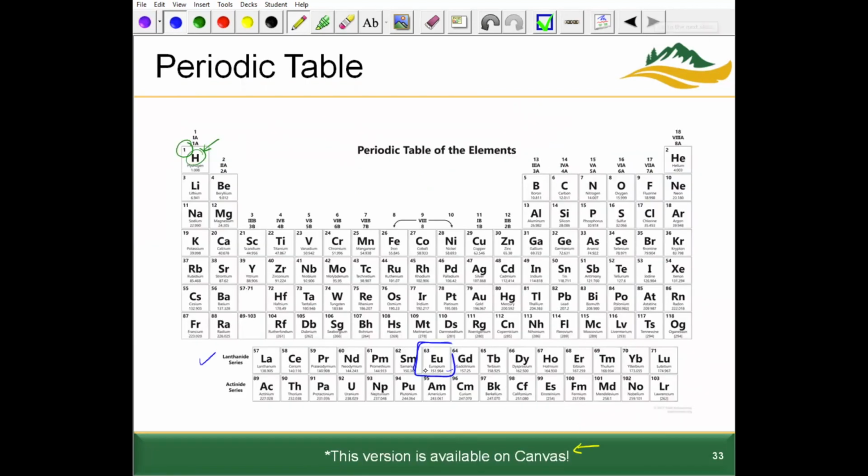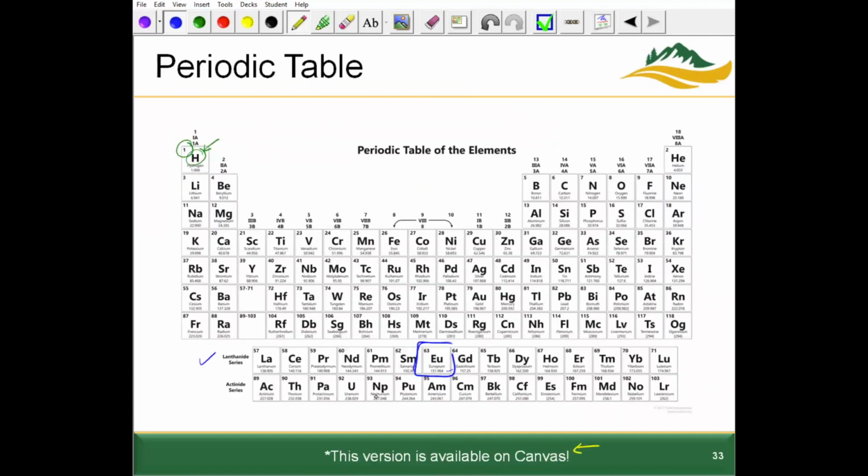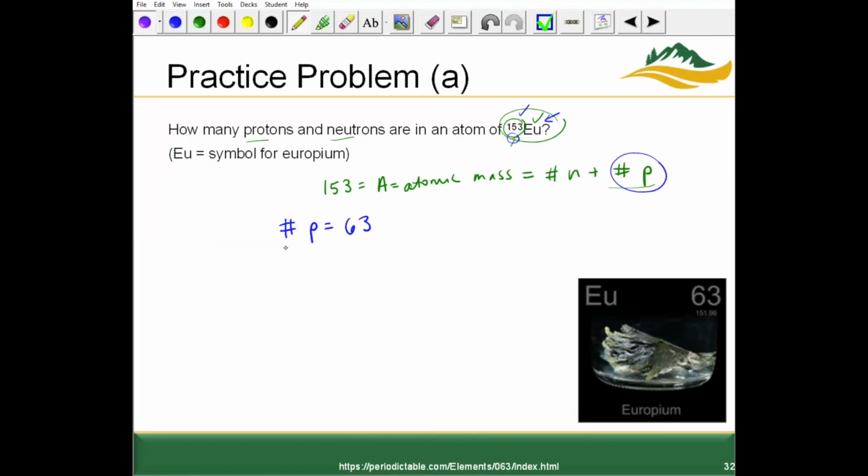So this is about 152, but we're dealing with an isotope of a mass number of 153. The atomic number, or the number of protons, will still be the same for all isotopes of europium. That atomic number is 63. So far, we know the number of protons then has to be 63.